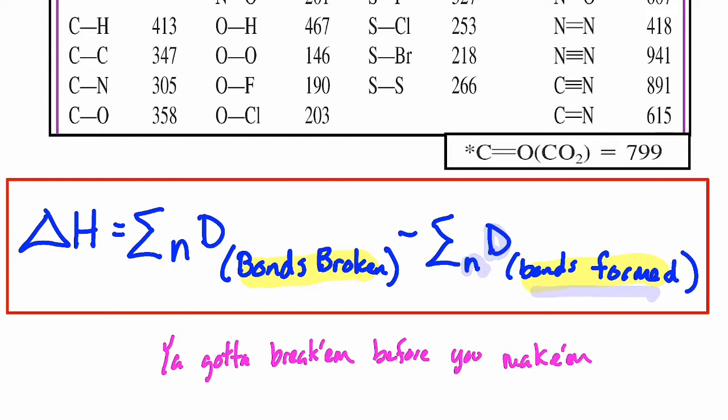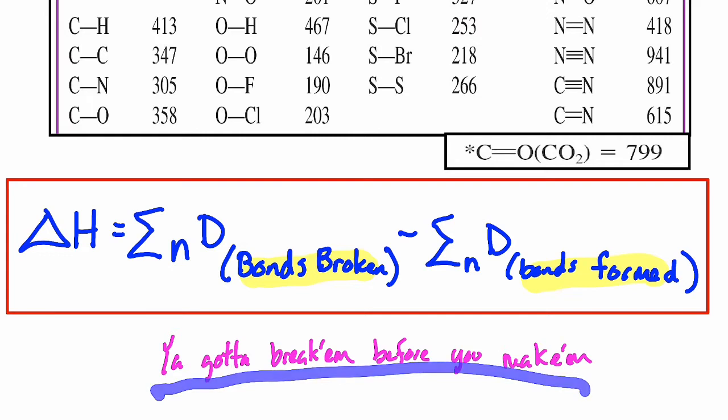So this is not products minus reactants, which most students do. Products minus reactants is when you have the enthalpy of formation of each of these already. They've already been made. The bonds have already been broken or formed. This is starting with compounds, breaking those bonds and then making them. So I always like to think of it as you've got to break them before you make them. Okay? So you've got to break the bonds, then you've got to make the bonds.